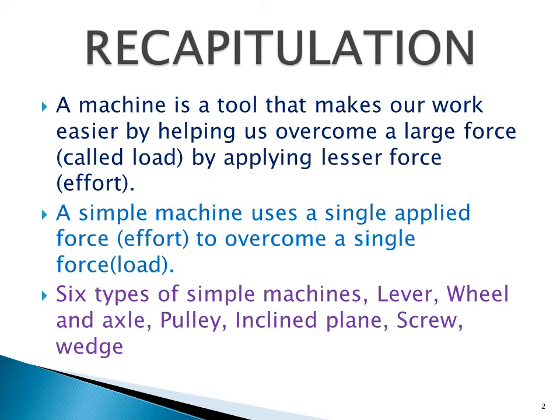We have studied that a machine is a tool that makes our work easier by helping us overcome a large force by applying lesser force. A simple machine uses a single applied force to overcome a single force. There are 6 types of simple machines. They are lever, wheel and axle, pulley, inclined plane, screw and wedge.